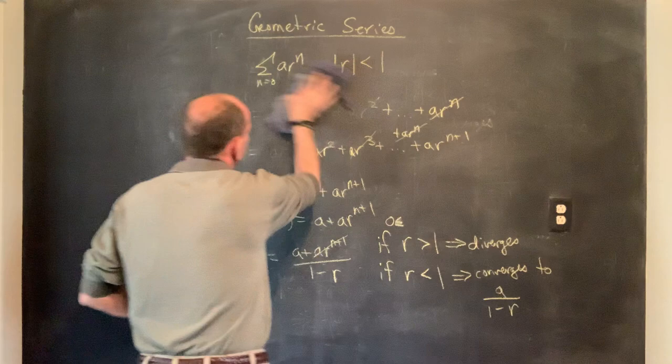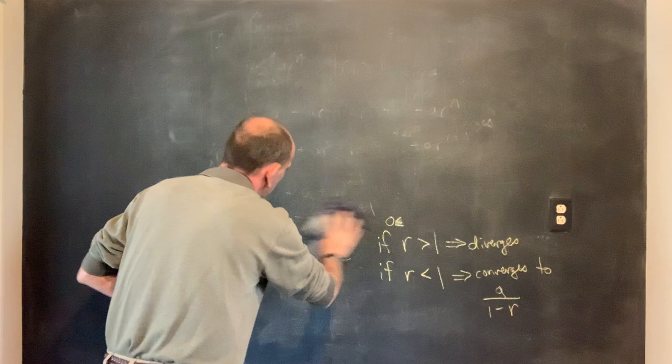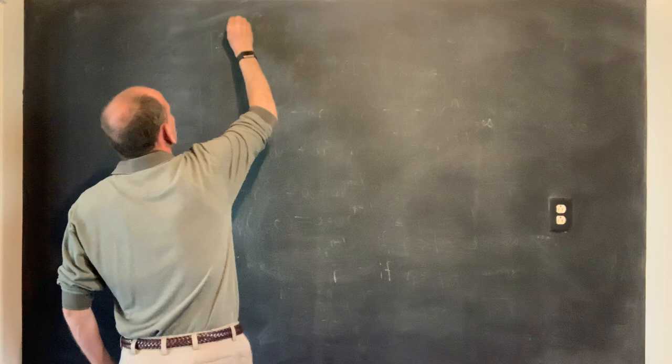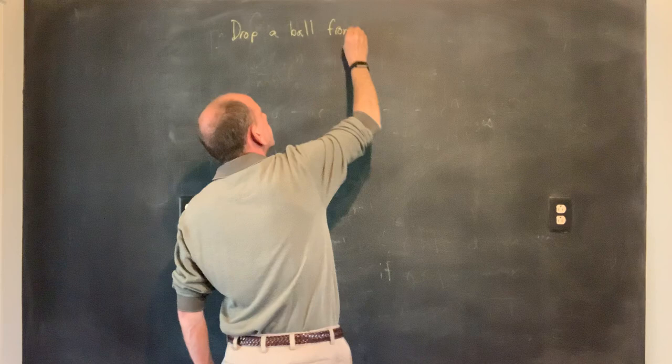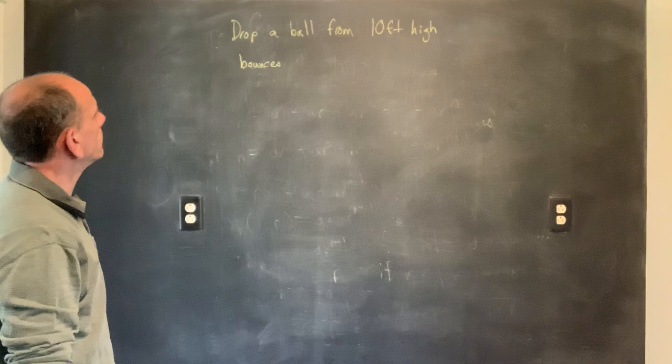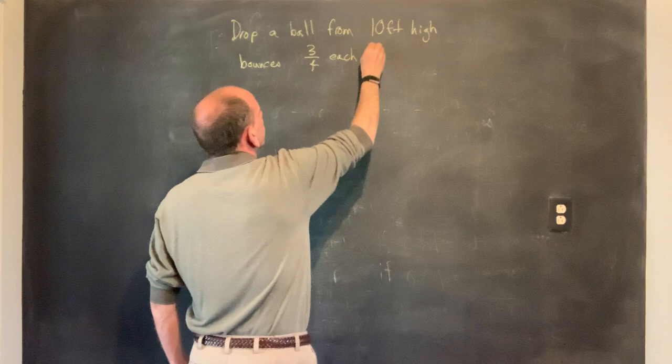Let's say, let's try, I don't know, let's drop a ball from 10 feet. Drop a ball from 10 feet high. And say it bounces, I don't know, let's not make our life too crazy, let's say 3/4 each time. Okay?